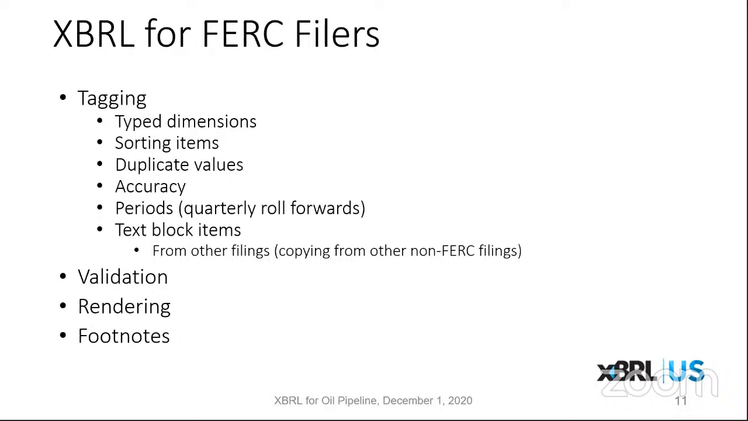So we're going to go through some of these things you can see here: type dimensions, how to sort things, what to do when I've got duplicate values and they differ, how to identify periods and text block items, and what to do with validation, rendering, and footnotes. So we'll go to the first part. We'll just start with type dimensions. Maybe the next slide, please.